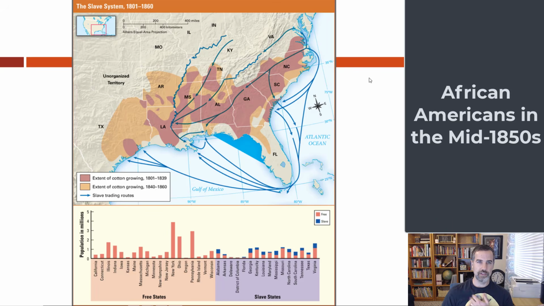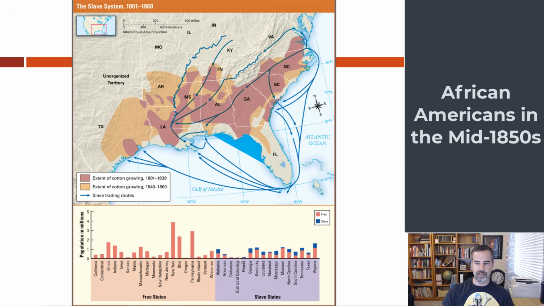If you take a look at this map, you can see in the red salmon-colored areas how much cotton was being grown from 1801 to 1839, and where it grew and expanded over the next 20 years. You can also see the slave trading routes, where more and more slaves are being sent as slavery expands. Down below, you can see the total population of free people and slaves in the North and South.